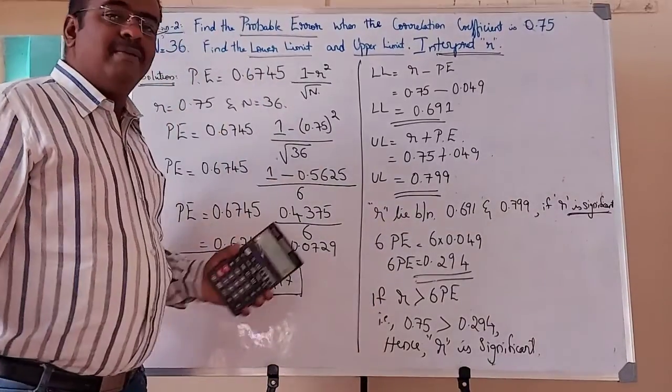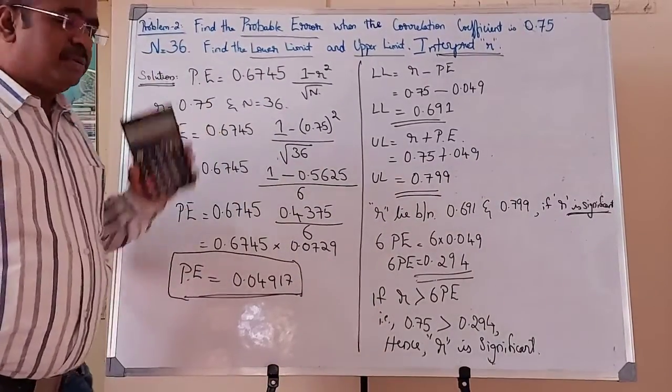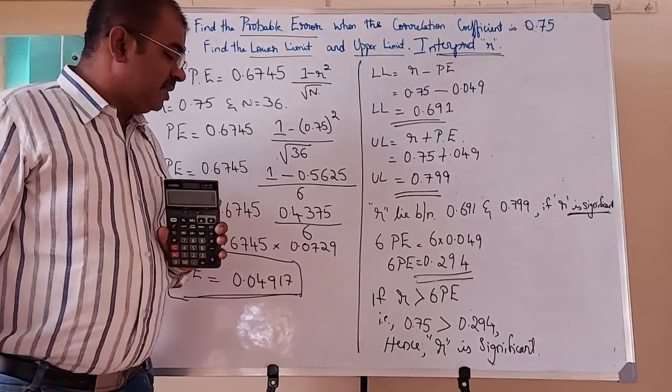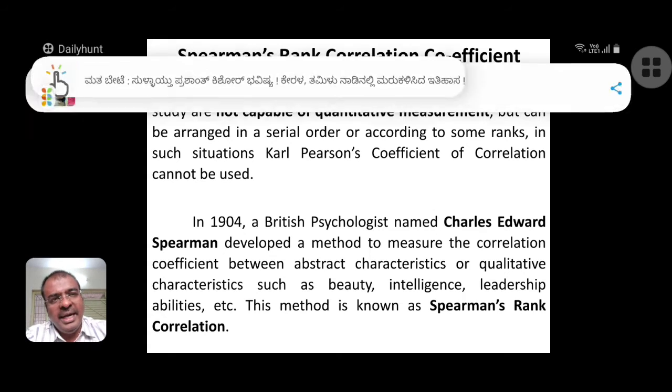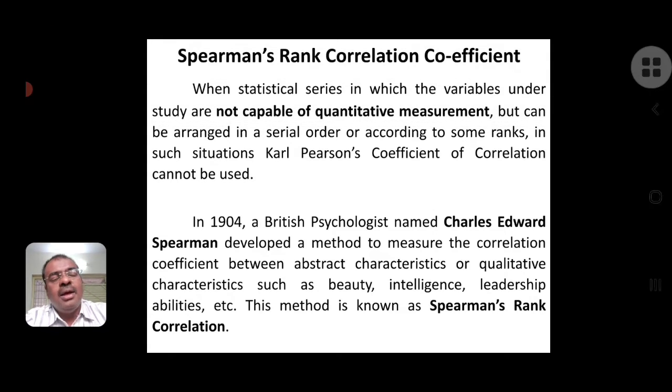So I hope you all have understood the concepts thoroughly with the help of these two problems. Till now, we have discussed probable error. What is probable error? How do we calculate probable error? What is the lower limit and upper limit? What do they indicate? And finally, how do we interpret the value of R?